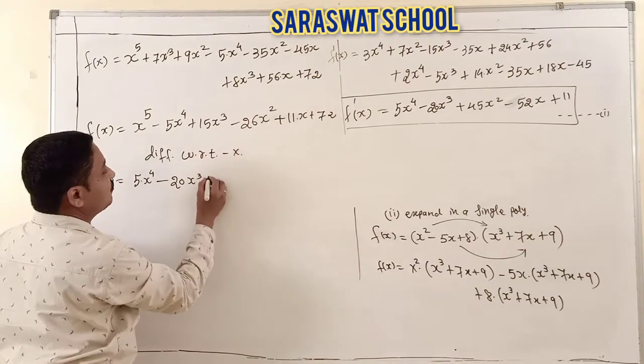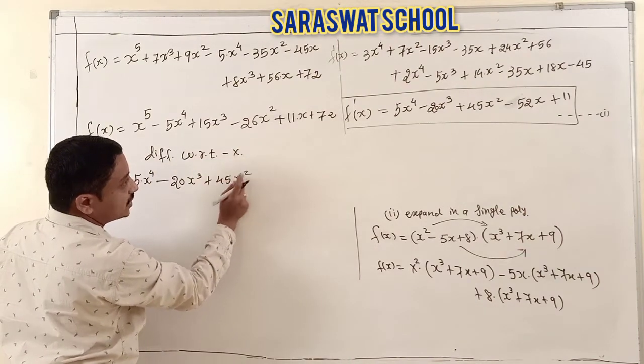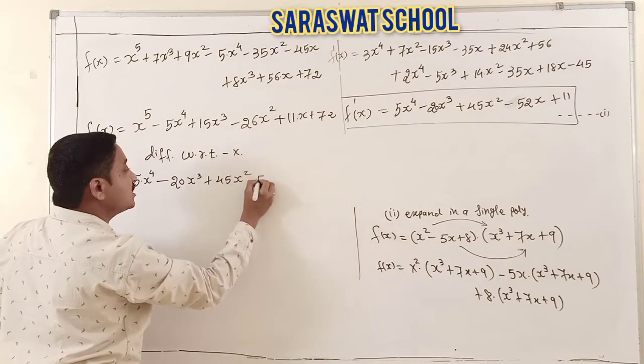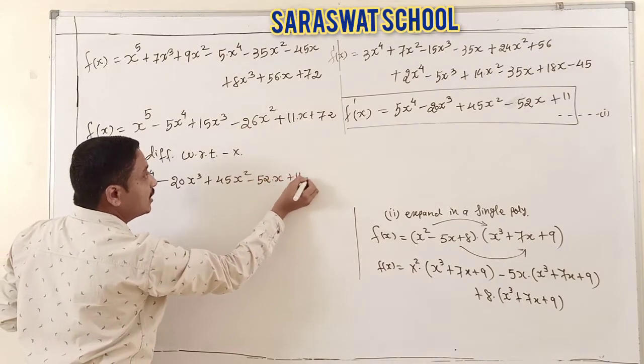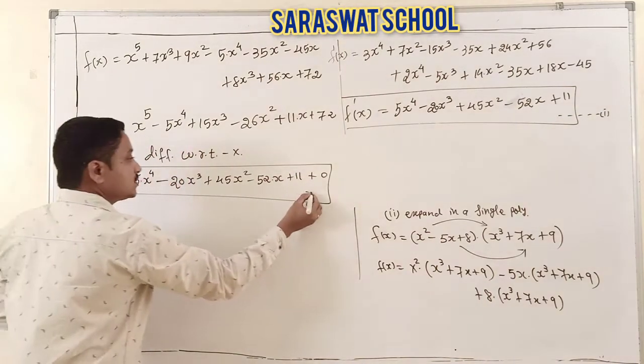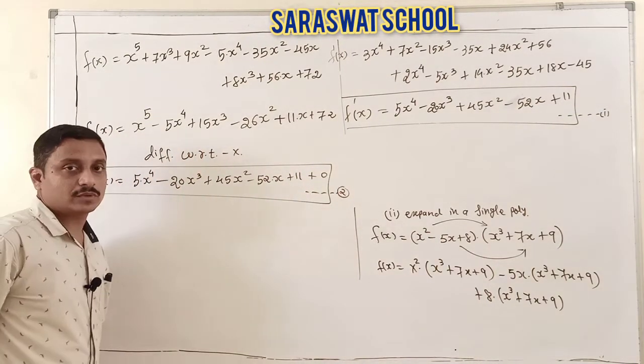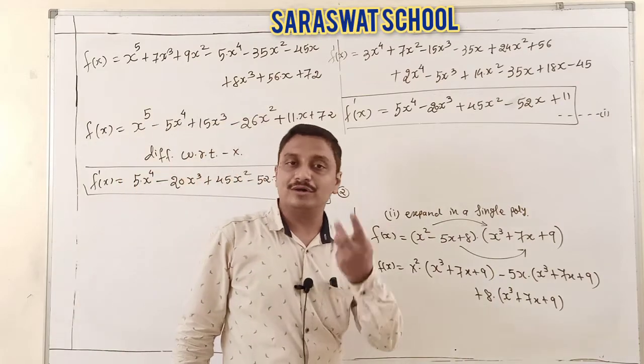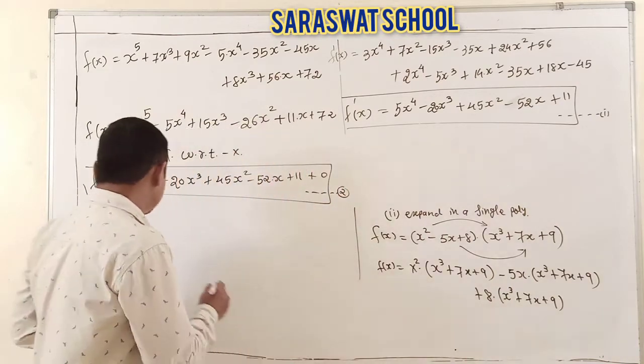Next, here now 15 times 3 is 45x square. Check, it is the same. Here 26 times 2 is 52x. 11 and 72 is 0. Students, this is statement number 2. Now third case. Question same. What is the third case?